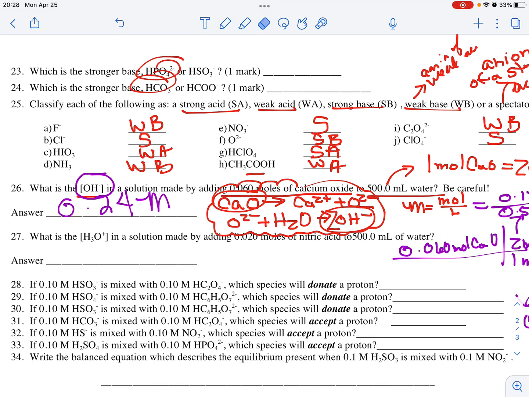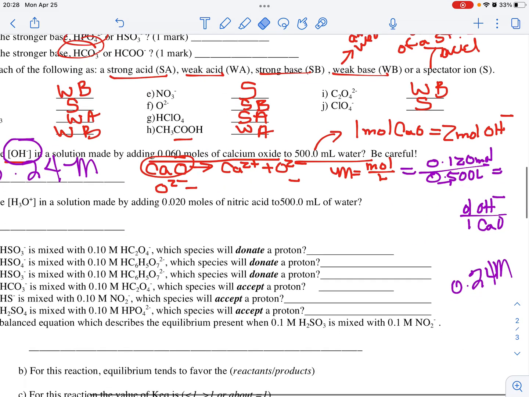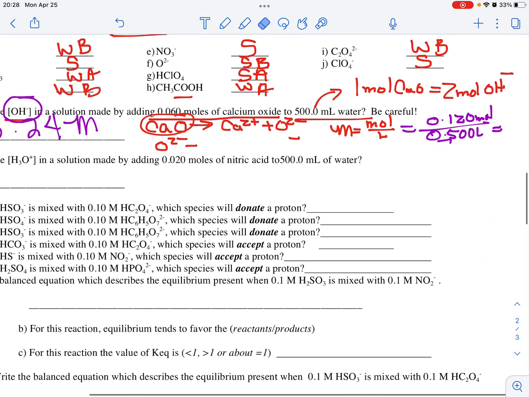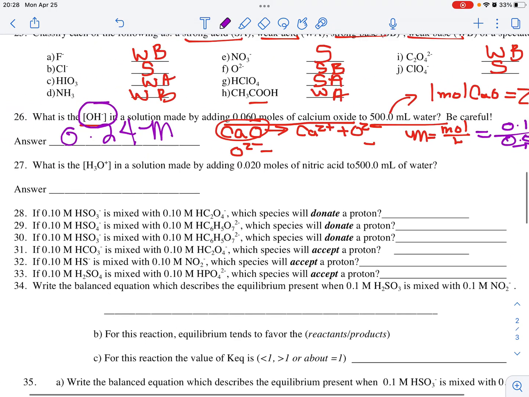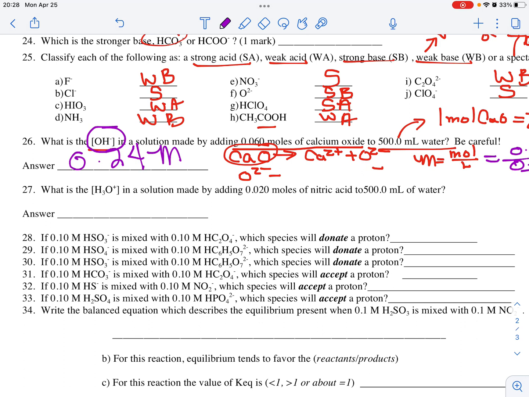Now I need to erase a little bit because I've got stuff in the way here. Let's do one more. Then I'm going to quit doing this because it's too hard to upload giant videos. For this one, we're asked what the H3O+ concentration is when we add this many moles of nitric acid to this many milliliters of water. This one will be much simpler.